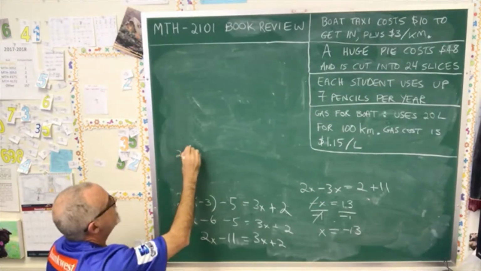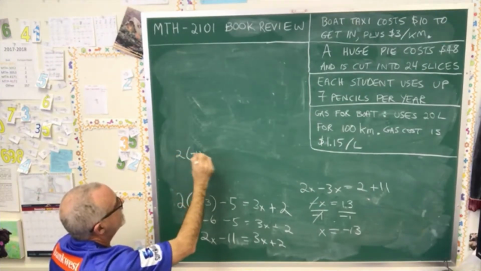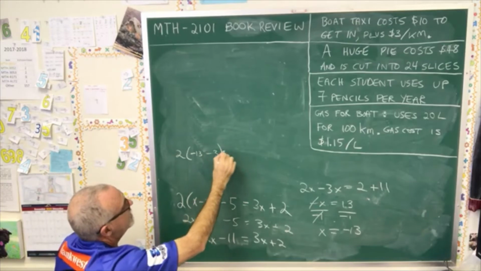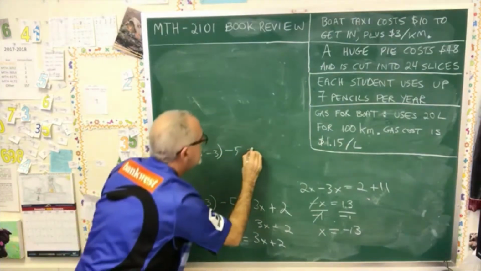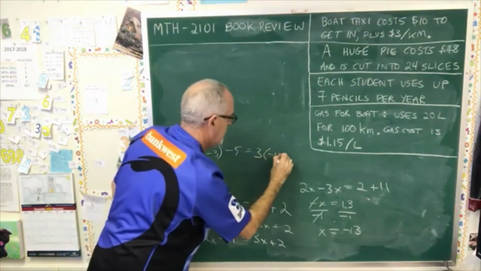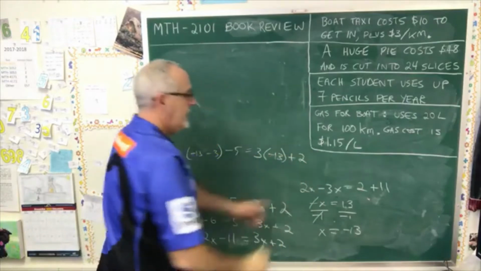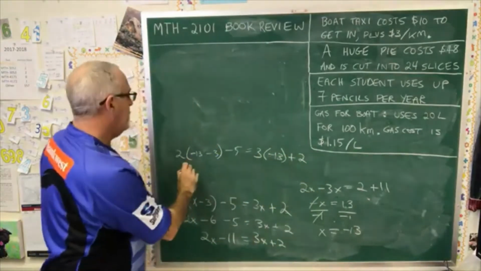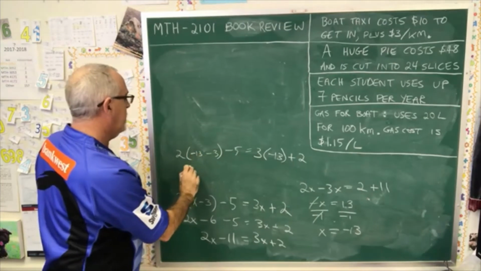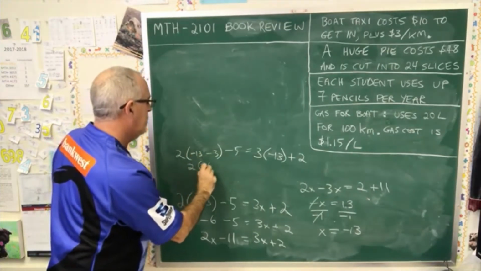2 times -13 minus 3 minus 5 has to be equal to 3 times negative 13 plus 2. If I did this right, I'll do the bracket first. Negative 13 minus 3 is negative 16.